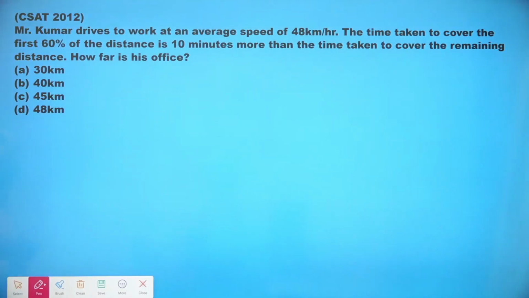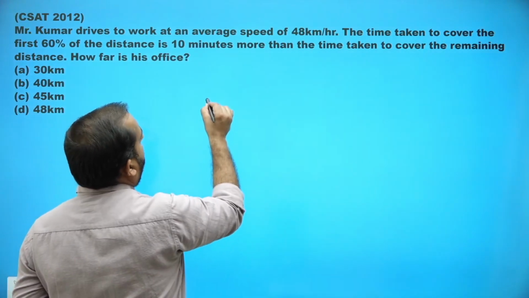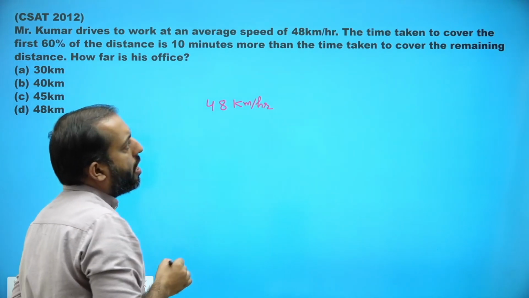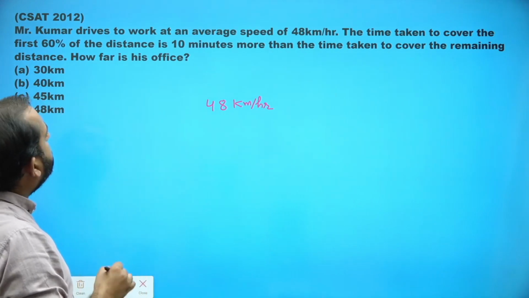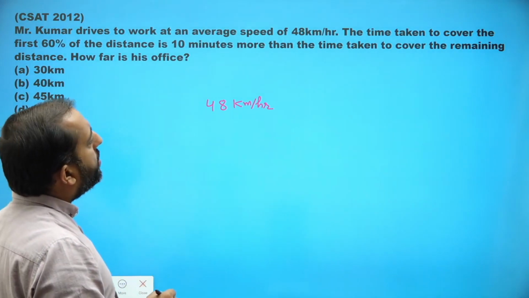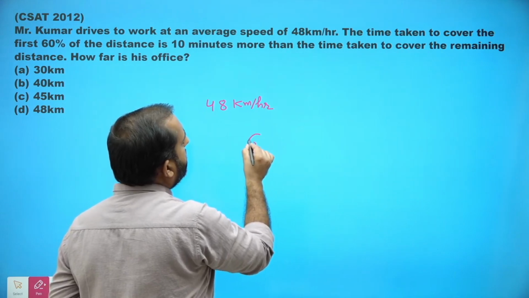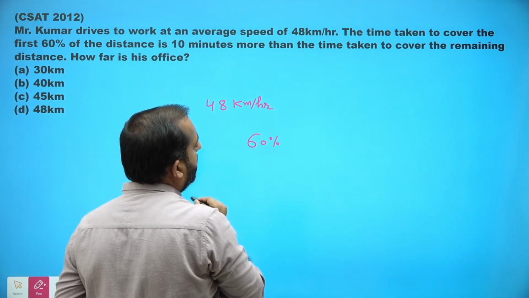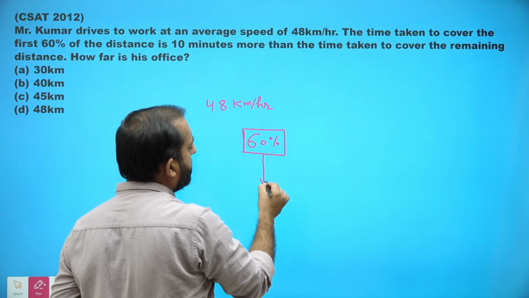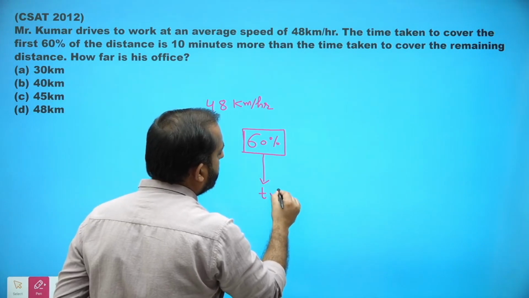Next question is, Mr. Kumar drives to work at an average speed of 48 km per hour. The time taken to cover the first 60% of the distance is 10 minutes more than the time taken to cover the remaining distance. So the time taken to cover the first 60% of the distance, suppose it was T minutes.